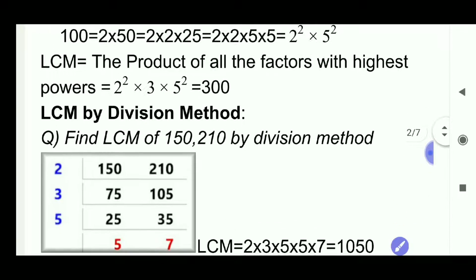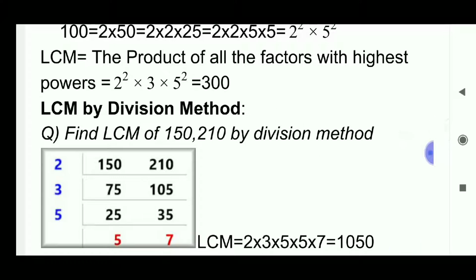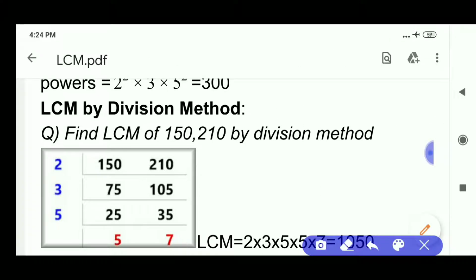That's all. Now come to second method. What is that second method? By division method. Don't worry, division method is simple and easy to find. The question is find LCM of 150 and 210 by division method. Write 150 and 210.